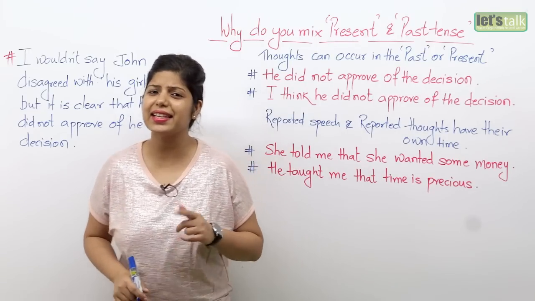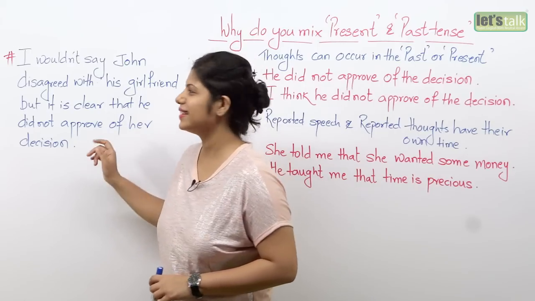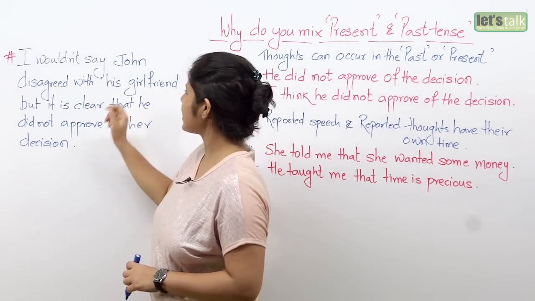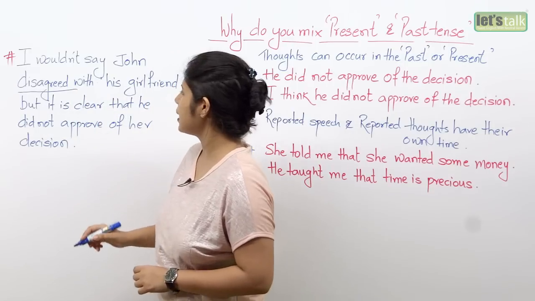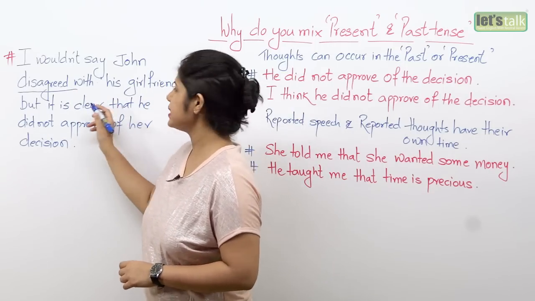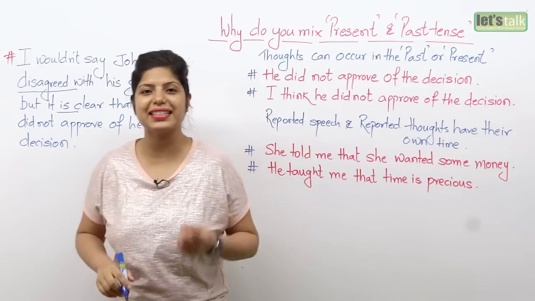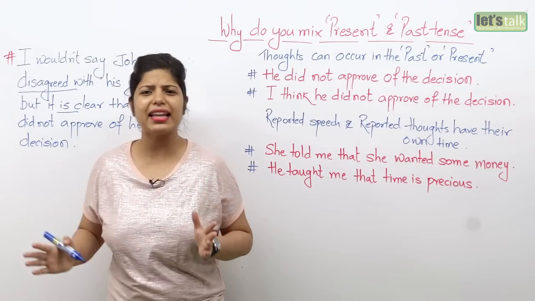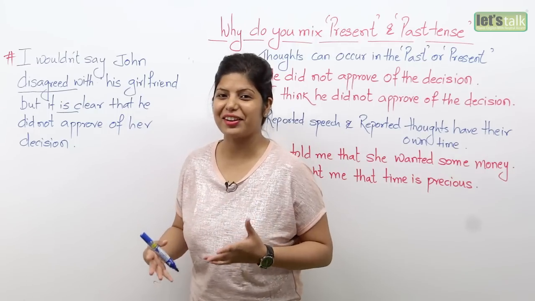Let's look at a sentence that I have for you on the board today. My sentence says, I wouldn't say John disagreed with his girlfriend, but it is clear that he did not approve of her decision. It's a very lengthy sentence, so let me repeat that for you. Listen to it carefully, alright?